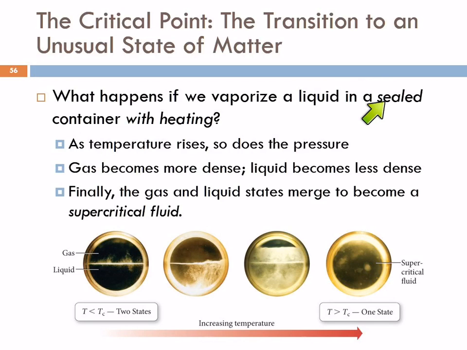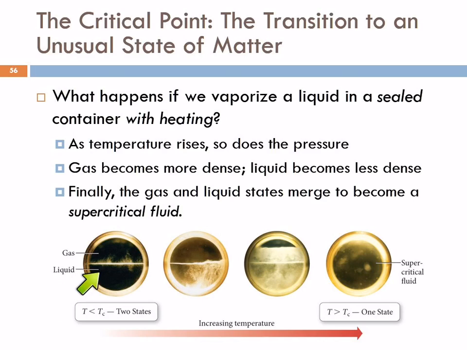This is a sealed container. So as the vapor pressure increases, the gas becomes more dense, the liquid becomes less dense, and at some point, the gas and liquid states are going to merge. And it will be neither gas nor liquid. It will be gas and liquid at the same time, and that's called a supercritical fluid.